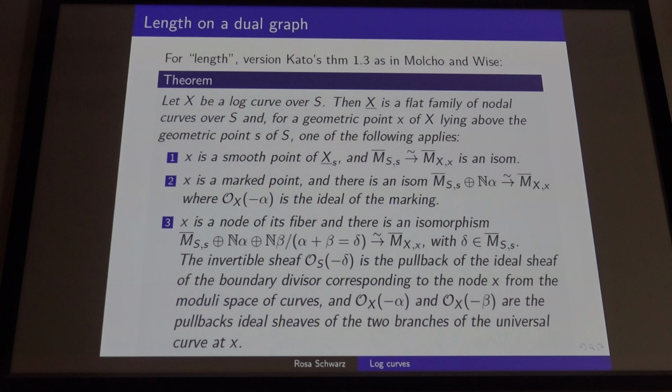The invertible sheaf O_S(-delta) would then be the pullback of the ideal sheaf on the boundary divisor in a moduli space of curves associated to node x. This is a very general moduli space, not M_{g,n}, but just the moduli space of curves. And we already knew that around the node, this would look like the spectrum of A[x,y,t] modulo xy minus t.